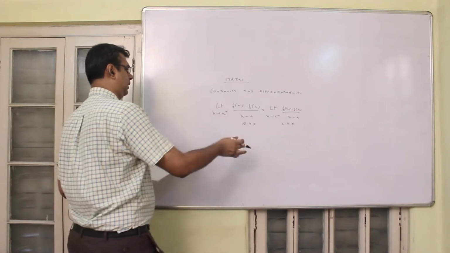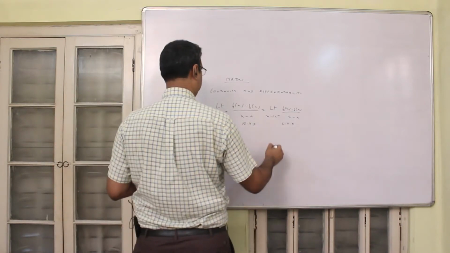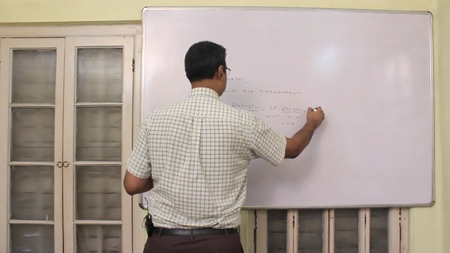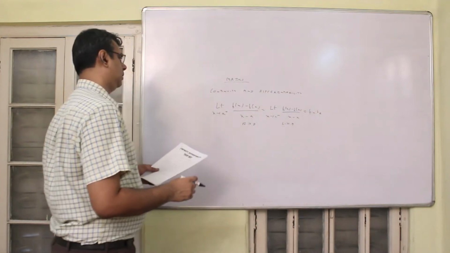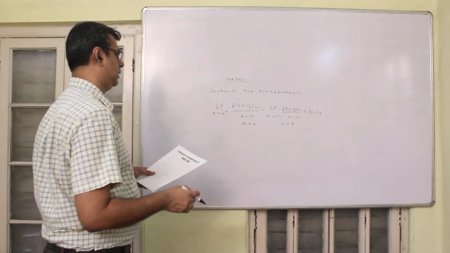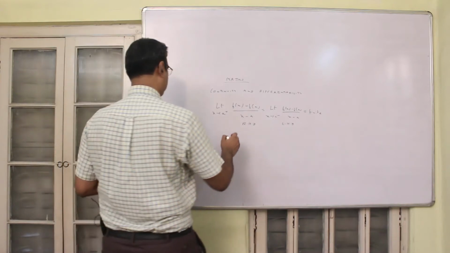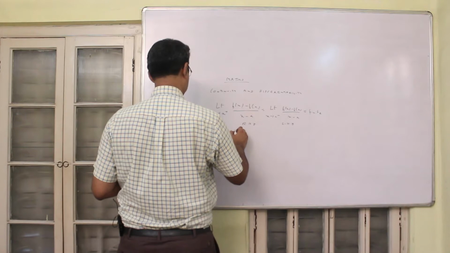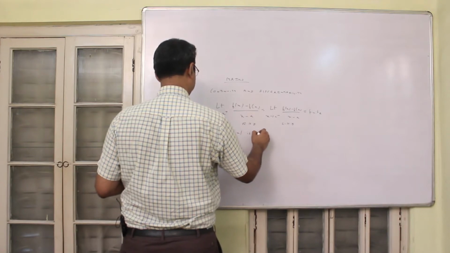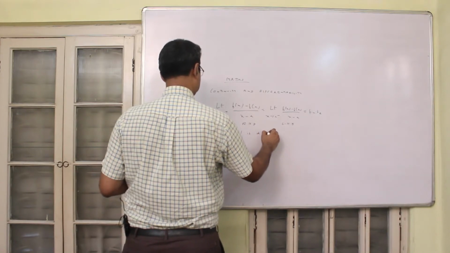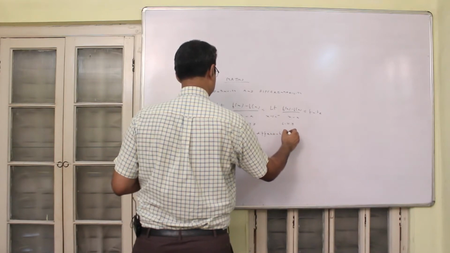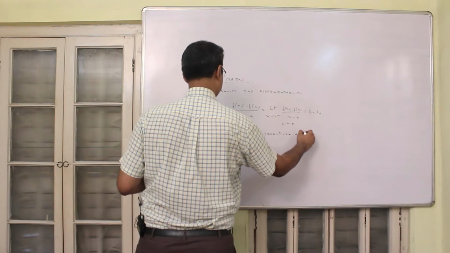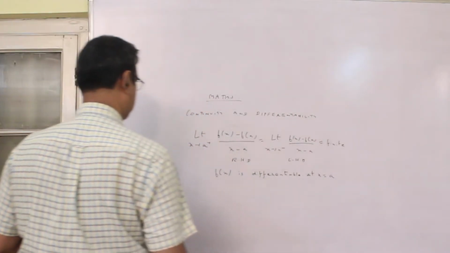So the right hand and left hand derivative both are equal, and they should be equal to a finite number. So if the right hand derivative is equal to the left hand derivative is equal to a finite number, then we say that f(x) is differentiable at x equal to a.